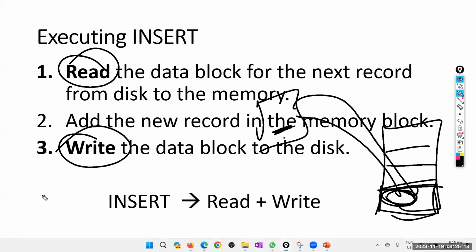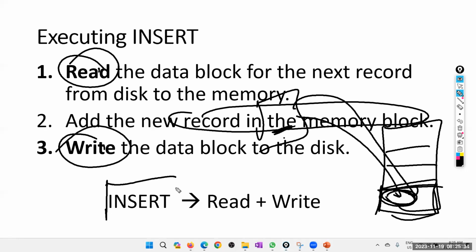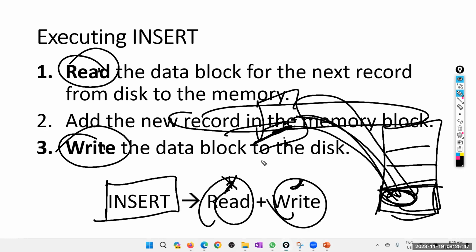So read the block, add the new record to the block in the memory, and now the block in the memory must be written back to the disk. Therefore, it's a read operation and a write operation. So insert is a read plus write operation. You read the block, write your record, and write the block back. So read block, write block. It's a read-write operation.